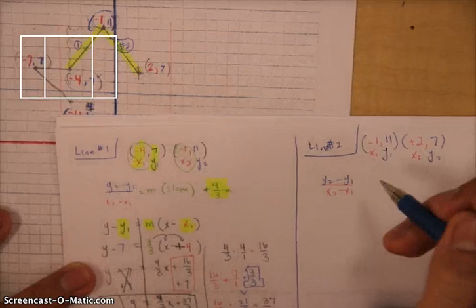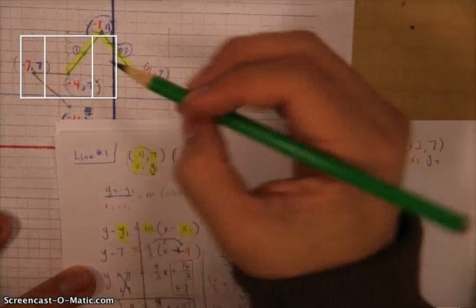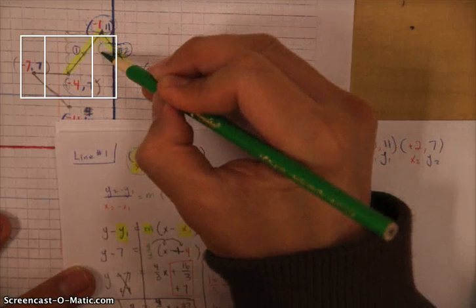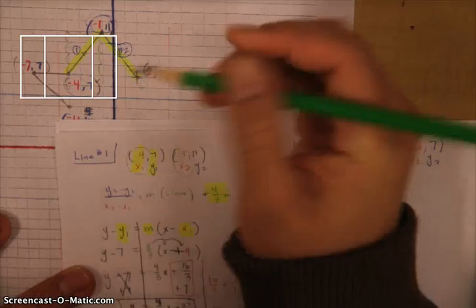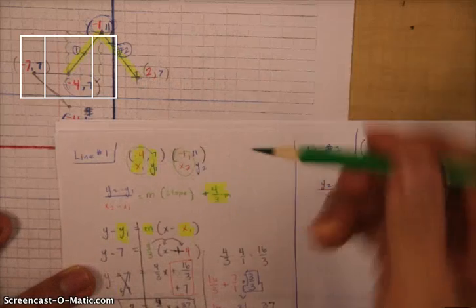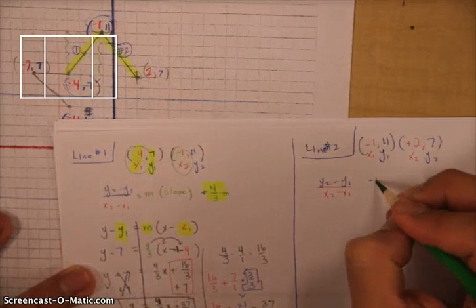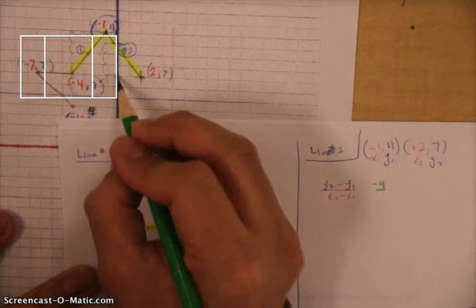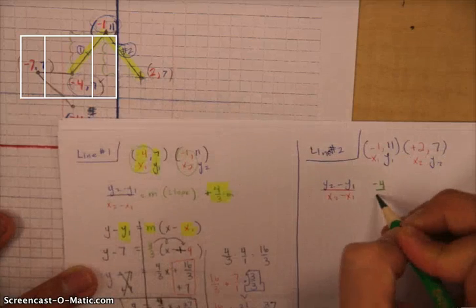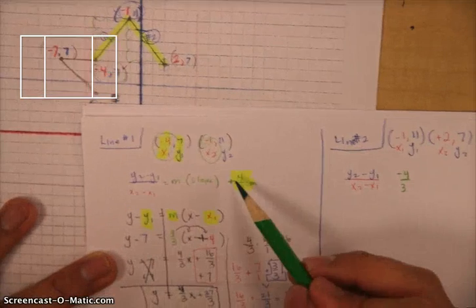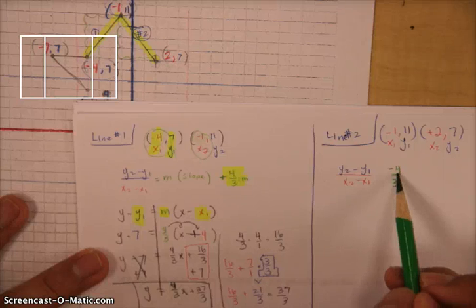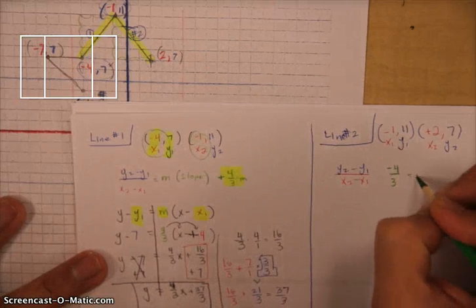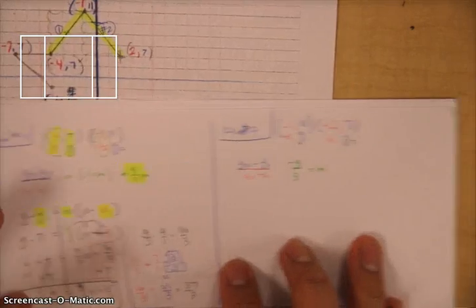Or the easiest way of the two is just counting. I'll count from here to there. Down 1, 2, 3, 4. That's down, which means negative 4. And then to the right, which is positive, 1, 2, 3. Very similar to the last one, but this time it's negative. It's going down. Same slope, different direction. That equals my m.